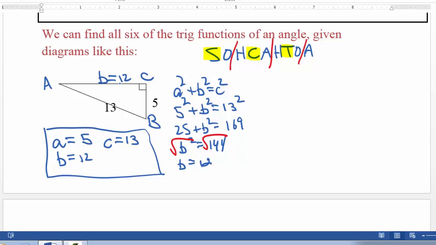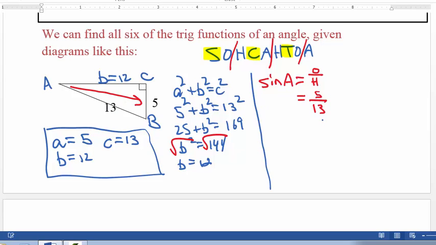All right. So of course, now that I have all 3 sides, I can find the trig functions of the angles. So let's say I want to find the sine of A. So again, look at SOHCAHTOA. Sine is going to be opposite over hypotenuse. So here's side A, so what's opposite A? It would be 5. And of course, the hypotenuse is always going to be 13. So the sine of A would be the opposite, which is 5, over the hypotenuse, which is 13.